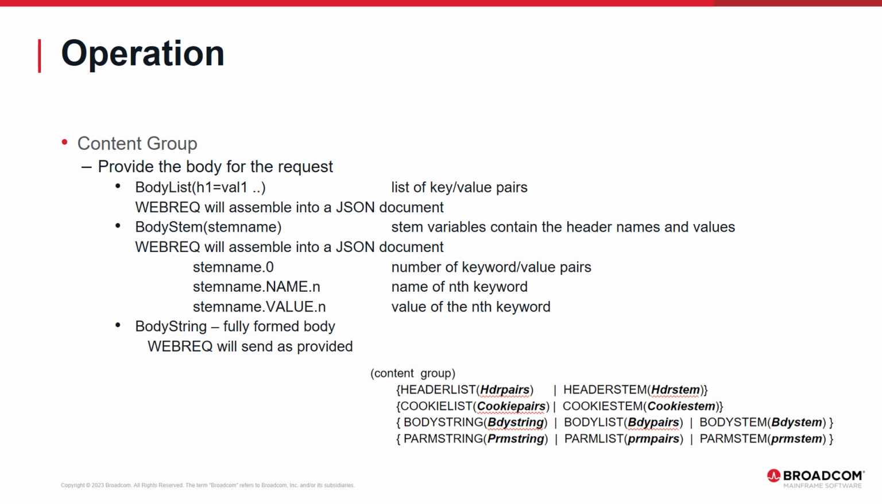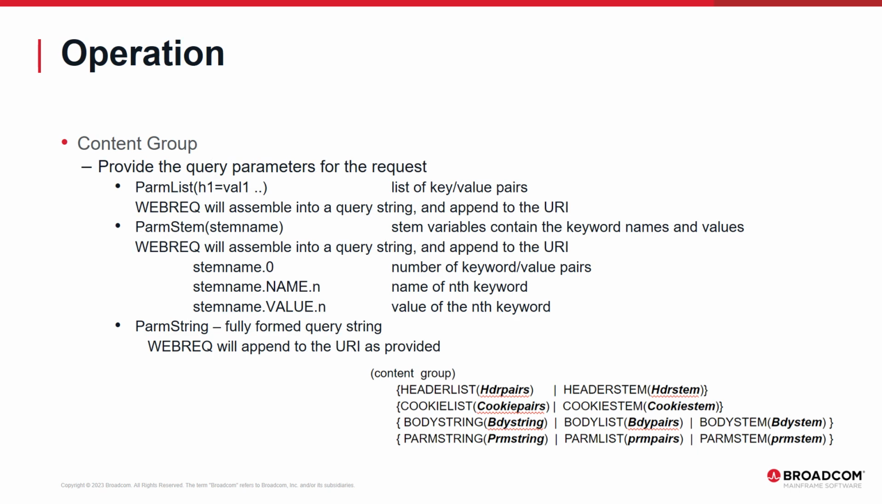The next three keywords in this group are used to provide the body of the request. This can be as a list, in stem variables, or as a string. If using the list or stem variable options, the command will assemble the body into a JSON document. The final three keywords in this group are used to provide any query parameters for this request. This can be as a list, in stem variables, or as a string. If using the list or stem variable options, the command will assemble the query parameters into a query string.